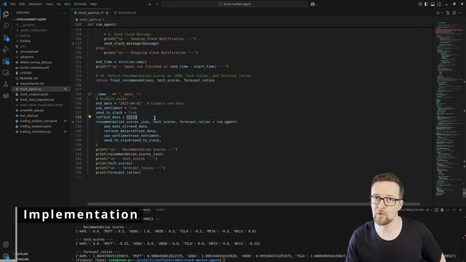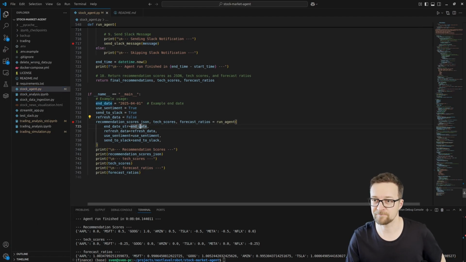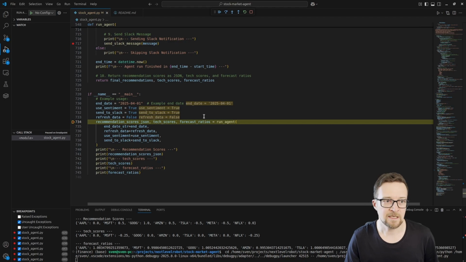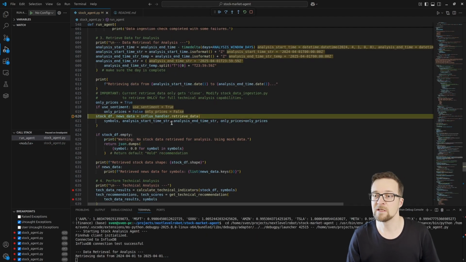Here's the brain of our operation, the stock agent. And these are the core steps that our agent follows. First, we define a date for which the agent should give a recommendation. In this case, we are looking at April 1st, 25. Then it retrieves the stock data and news data, which we ingested before starting this process into a database.